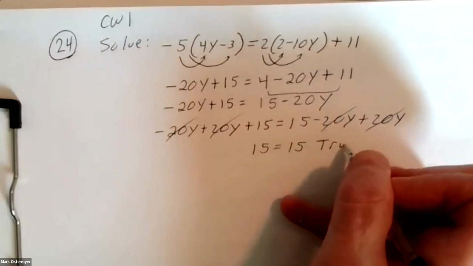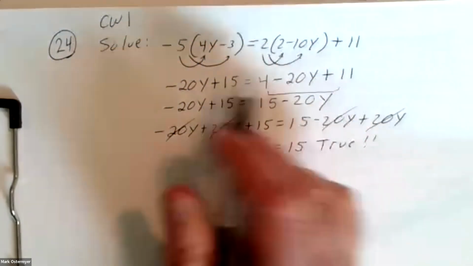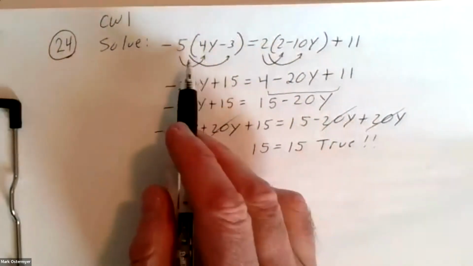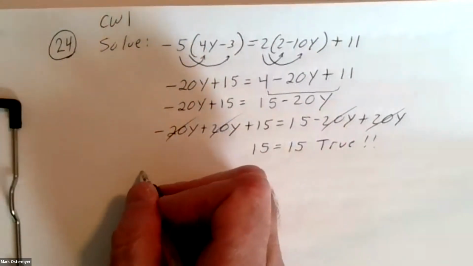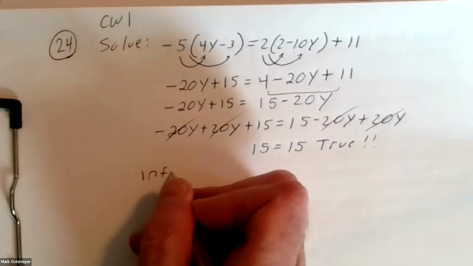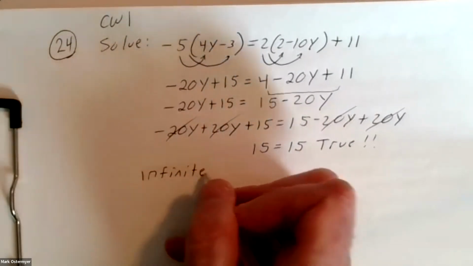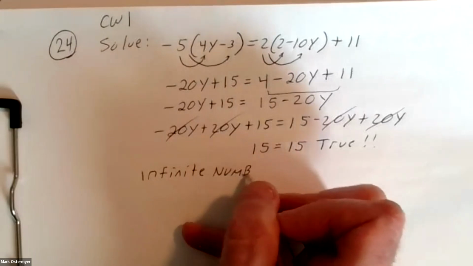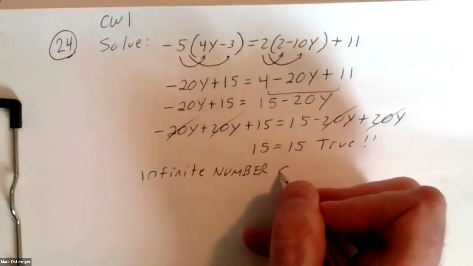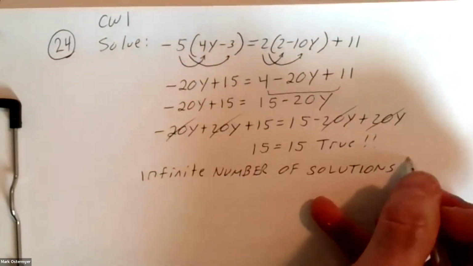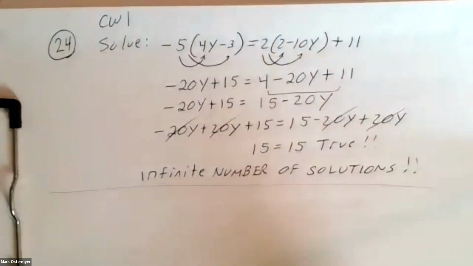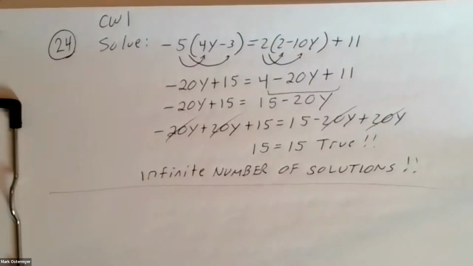This is a true numeric statement, ladies and gentlemen. So we would say that this equation has an infinite number of solutions. All real numbers are solutions to this equation. This is called an identity in mathematics. Infinite number of solutions. Okay. All right, that'll be part of classwork number 1. Anybody get that answer?